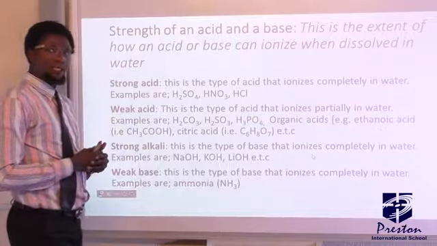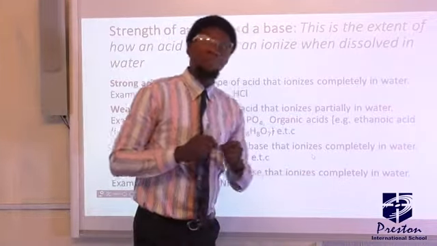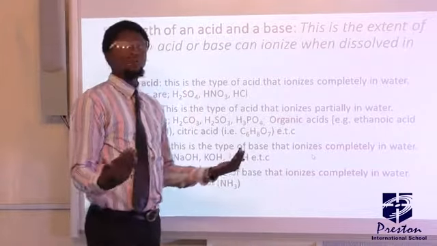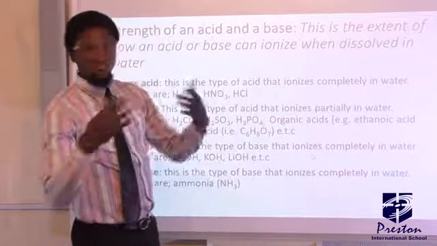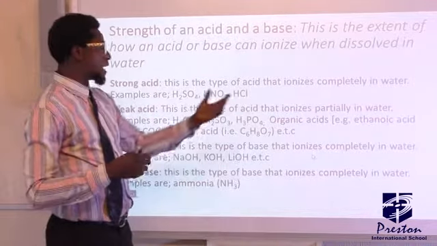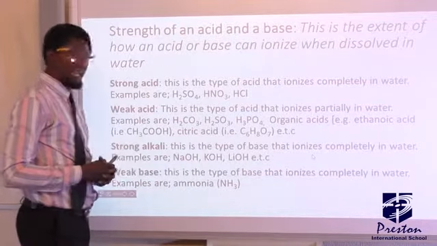Then what about weak acid? These are acids that are partially ionized when they dissolve in water. Examples of this are H2SO3, carbonic acid, H2CO3, and we also have some examples of organic acids like ethanoic acid, citric acid, acetic acid, and the likes.